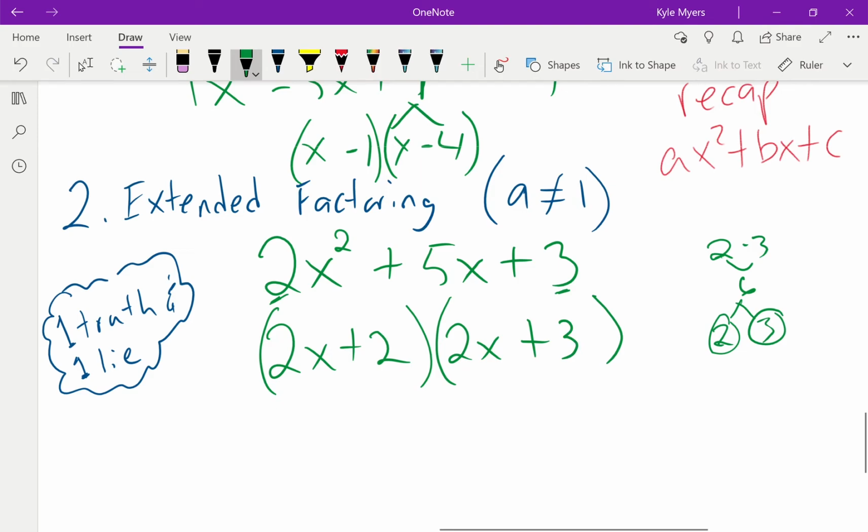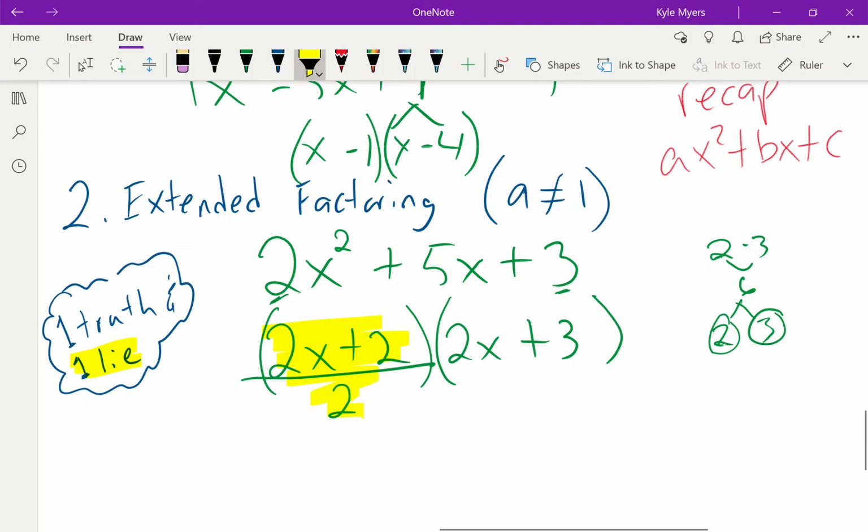Now, which one's the truth? Which one's the lie? This one. This one can divide by 2. Therefore, it is a lie. It's lying. Right? So, it's a lie. This is a lie. Why is it a lie?